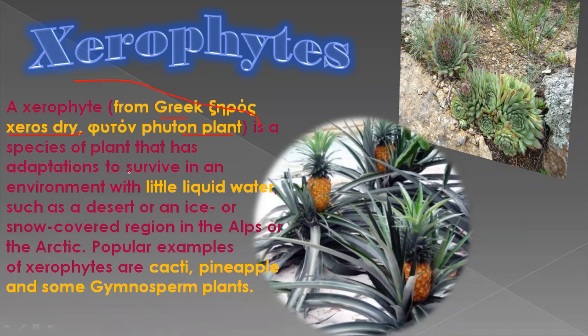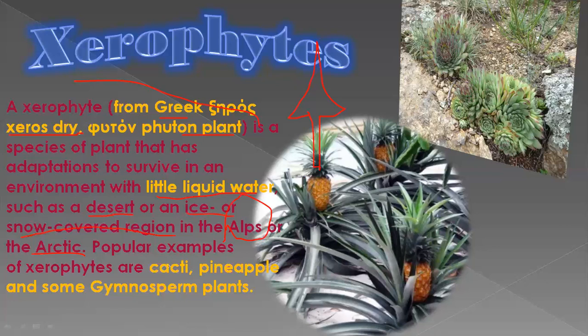What type of weather is there? Very little liquid water is there. For example, lots of plants which are present in the desert, and lots which are present in ice or snow covered regions like the Alps, alpine plants, as well as those in the Arctic. You see their leaves are conical in shape. That's why they are called conifers as well. Their leaves are needle-like. That is an adaptation we'll talk about in a few minutes.